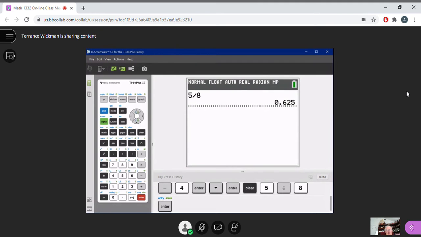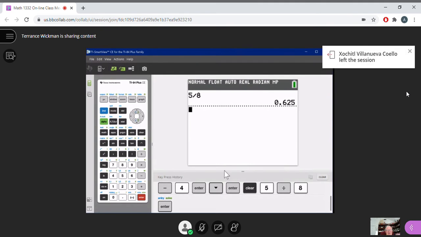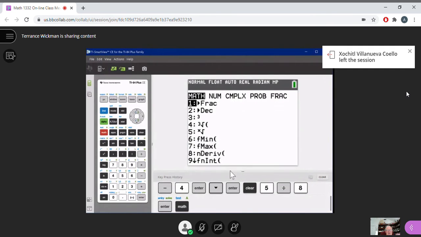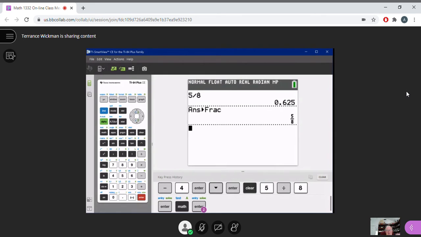Well, what if I want to change that back to a fraction? I'll go to math, fraction, enter twice. There it is. Enter, enter. Back to 5/8. I mean, your calculator can do all this stuff for you.